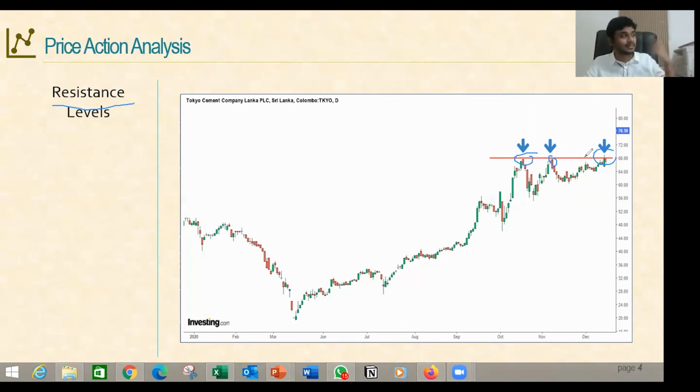So once this resistance is breached, then this can act as a support. If you see the latest charts of Tokyo, we have seen some support for that particular stock at 68 levels when it reached above 80 levels. So if you can explore that chart, you will understand it.